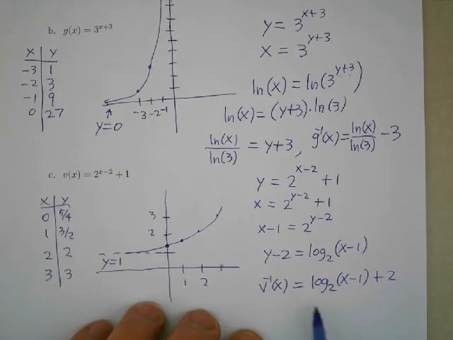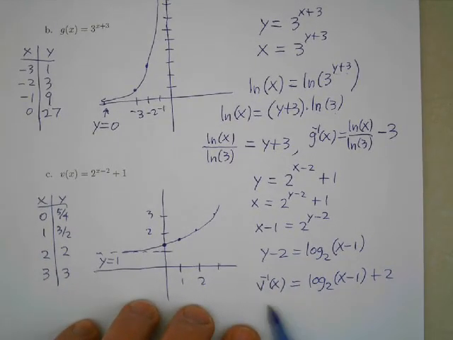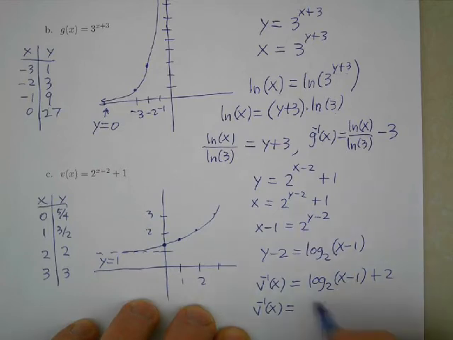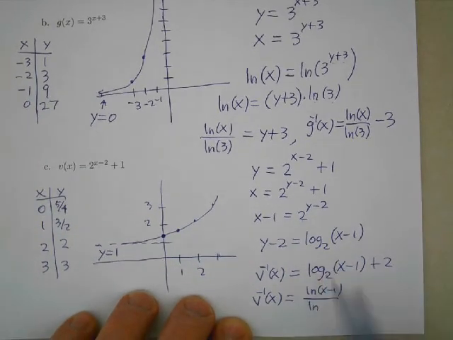You can also write v inverse using the natural log. You can use the change of base formula if you want. So if you do that, then v inverse is the natural log of the argument x minus 1 divided by the natural log of the base, which is 2. So the natural log of x minus 1 divided by the natural log of 2, and then plus 2. That's the inverse. Okay, next page.